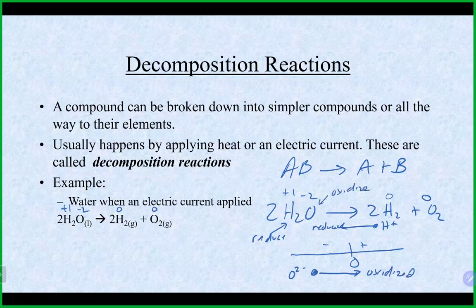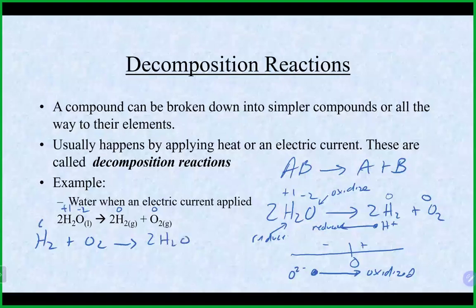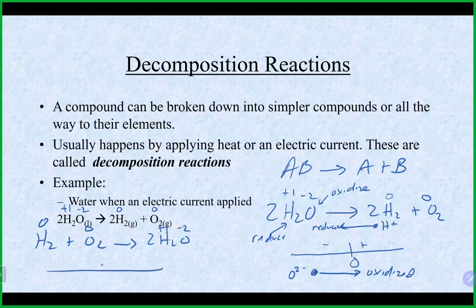So this reaction of breaking water apart is actually the reverse of what happens when you put water together, which is this: H2 + O2 yields 2H2O, with oxidation numbers 0, 0, +1, -2. In this case, the hydrogen is going from 0 to +1 and is being oxidized. And the oxygen is going from 0 to -2, it is being reduced.